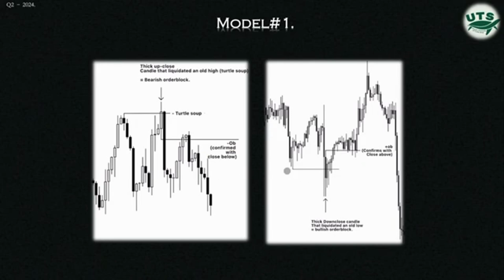And vice versa. You have a low. You stab into the old low with a thick down-close candle, a red candle, right? This one specific candle is the candle that causes the rally. This one specific candle is the candle that causes the dump, right? Close above, confirmed. Stop loss below the candle, or above the candle, and target the old highs.